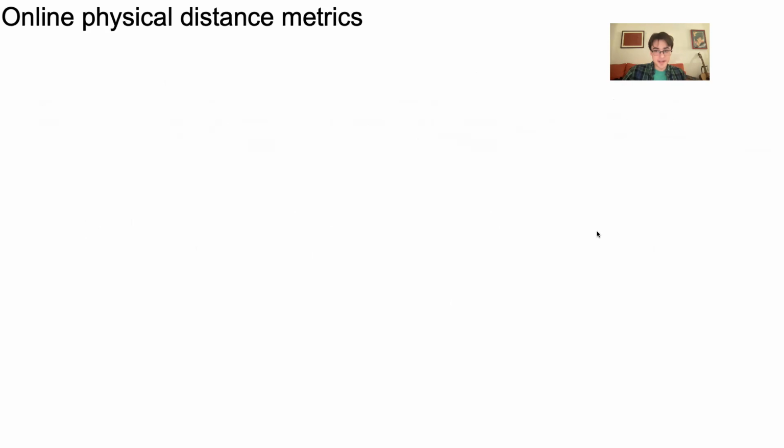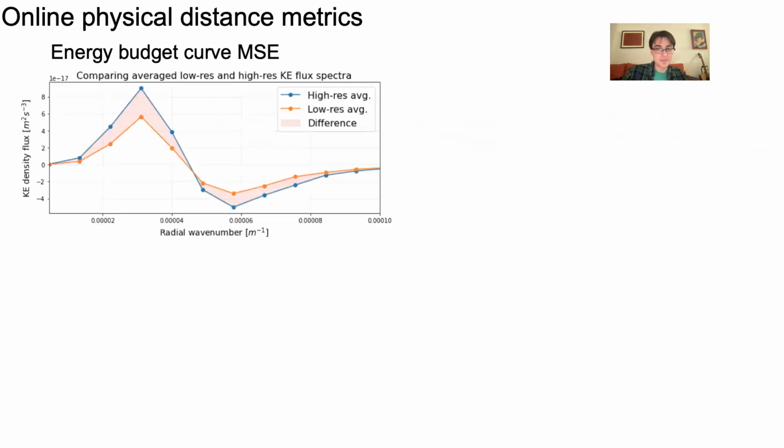All right, so the metrics is where a lot of the meat of the contribution is coming. So we're going to introduce 4 types of metrics. The first is computing curves like the energy budget terms. There are 4 of these after running the simulation. These are time averaged, running a simulation online. And we just compute the mean squared error between 2 curves. So this illustrates the difference between the high-res curve and the low-res curve, and the difference in red.